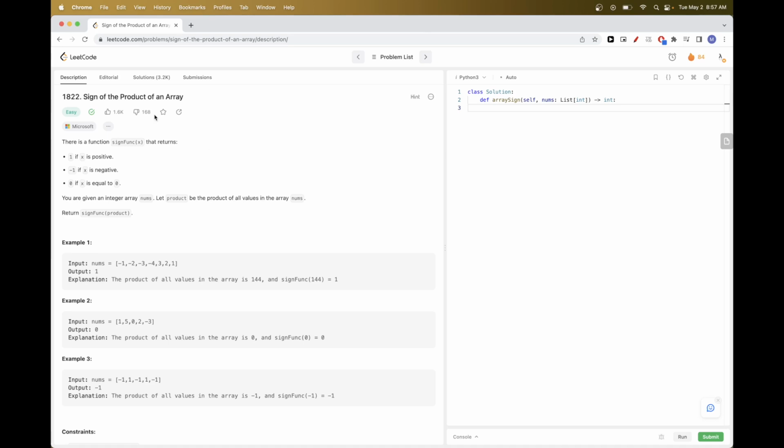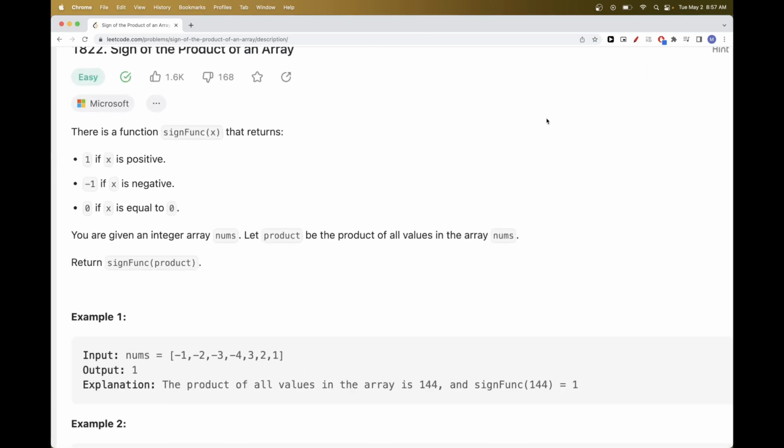Today's problem is sign of the product of an array. Here we have this sign function, and we want to return 1 if we get x as a parameter. We want to return 1 if x is positive, -1 if it's negative, and 0 if it's equal to 0, okay? And what's this x? Well, that's just the product of the array. And so pretty much we want to return the sign of the product.